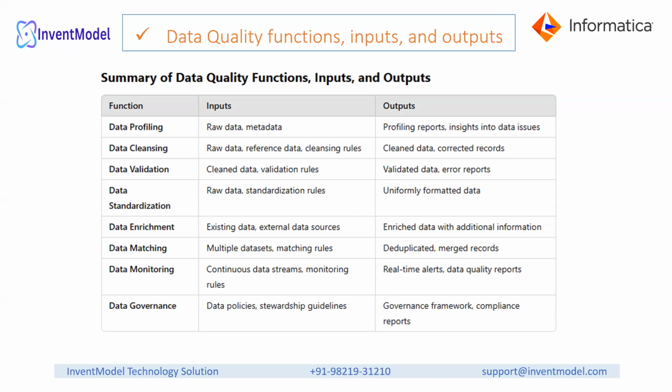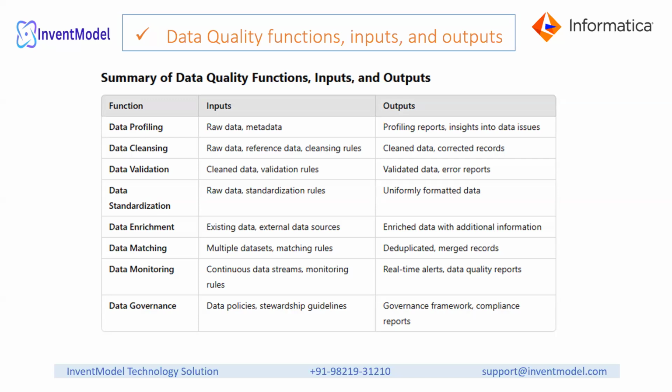So first, if we talk about data profiling, in input we pass the raw data or metadata. And in output, we get profile data, like profile reports and insights into the data issues. So we already understood what we do as part of data profiling. We pass the raw data and we can see how many distinct values, how many null values, how many complete values we have, how many formats we have and so on. These are all information we can see as part of data profiling.